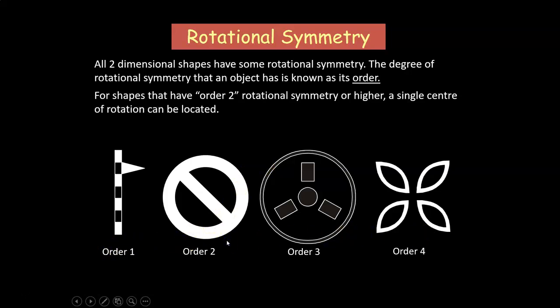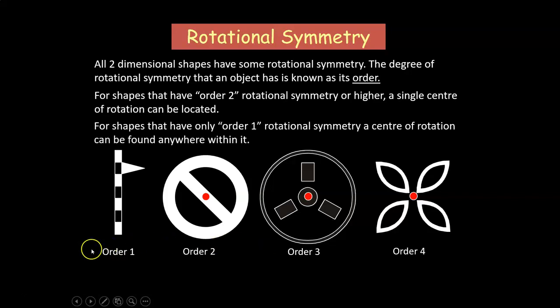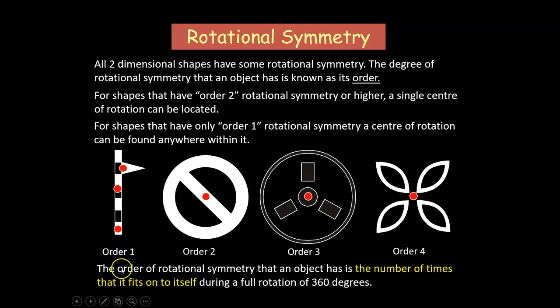Now for any shapes that have order 2 or higher, they have a single centre of rotation, which in these cases are those red dots. If a shape only has order 1 rotational symmetry, anywhere on the shape can be a centre of rotation. So the order of rotational symmetry that an object has is the number of times it fits onto itself during a full rotation of 360 degrees.